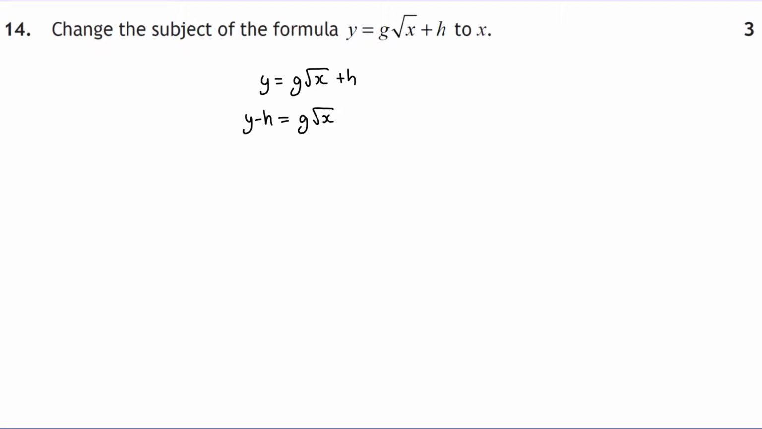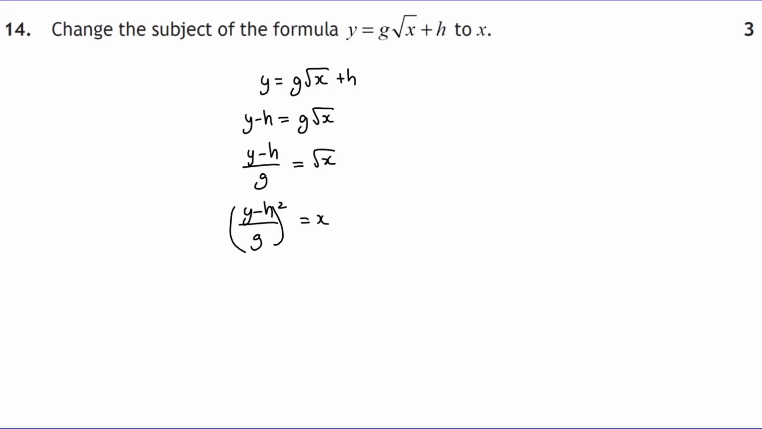And then I'm going to get the root x on its own. So I'm going to divide by g on both sides, the opposite of multiplying by g. So we get y minus h divided by g equals root x. And to get the x term finally on its own, not root x, we want to do the opposite of square rooting, which is squaring. So we end up with y minus h over g, all squared, and make sure you're squaring the whole side, so it's got to go in a bracket, equals x.